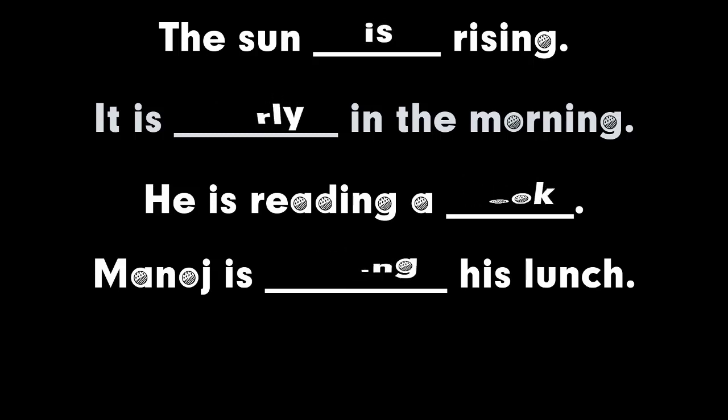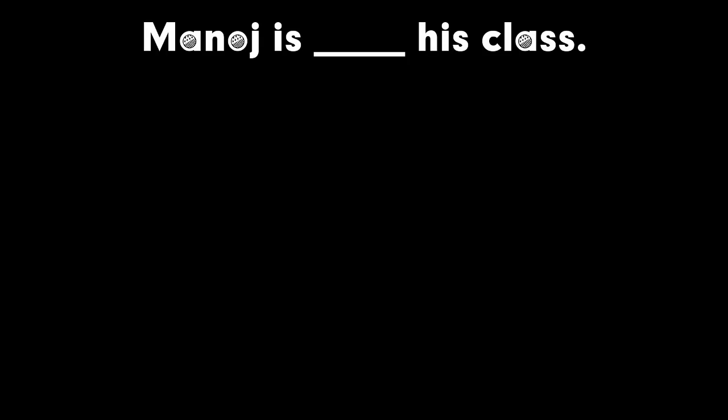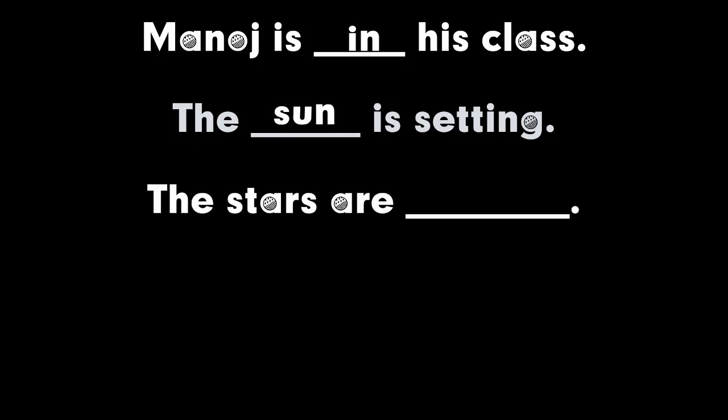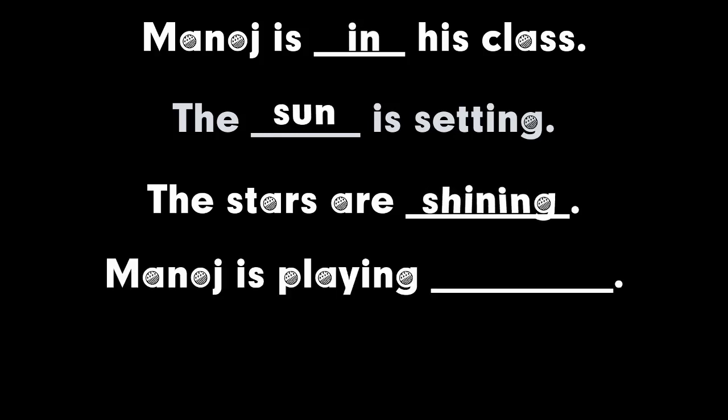E-A-T-I-N-G, eating. Number E, Manoj is dash his class. Manoj is in his class. I-N, in. Number F, the dash is setting. The sun is setting. S-U-N, sun. Then number G, the stars are dash. The stars are shining. S-H-I-N-I-N-G, shining. The last number is Manoj is playing dash. Manoj is playing cricket. C-R-I-C-K-E-T, cricket.